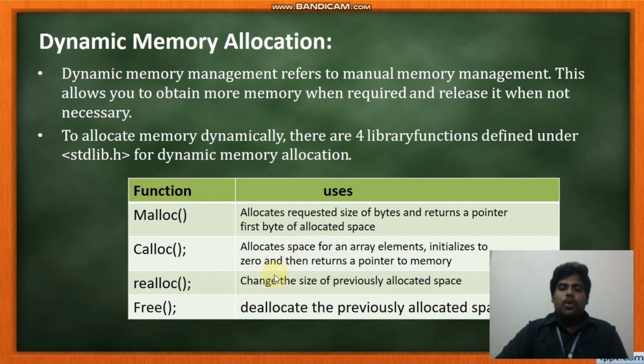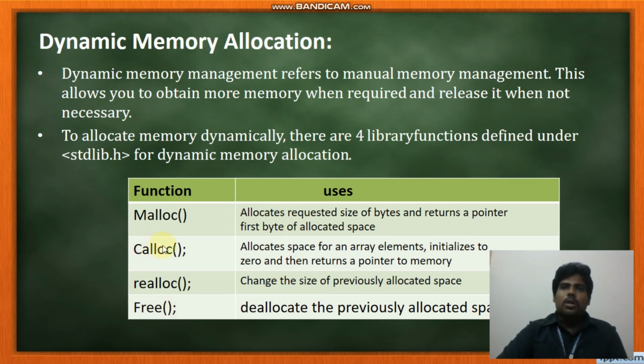Realloc is used after you have created memory using malloc or calloc. If you want to release the memory, expand the memory, or reallocate the memory, at that time you go for realloc. The last one is free. Free is used because we get the memory manually, so we have to release the memory manually once the program ends. Once you have completed the process, at the last line you have to give free.